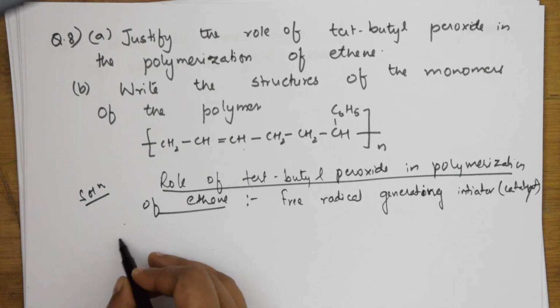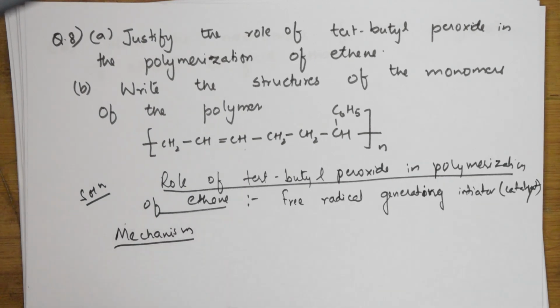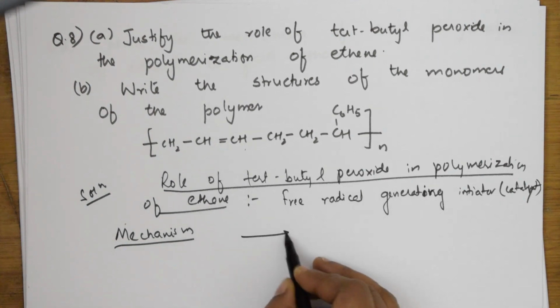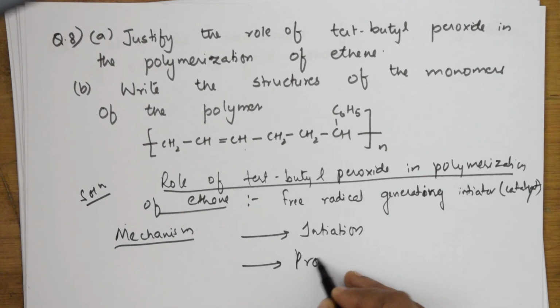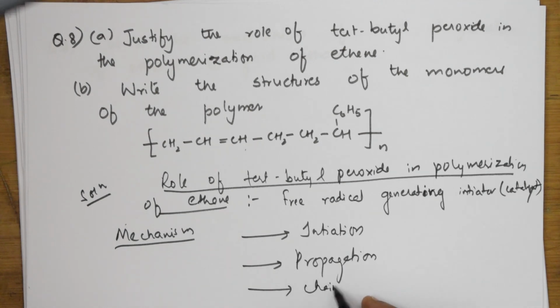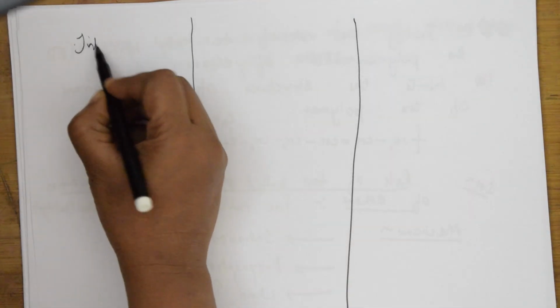How will I write? Just see. When I take tertiary butyl peroxide, it's going to follow, if I say particularly, 3 different steps. One is chain initiation reaction, then chain propagation reaction, and chain termination reaction. Let us make 3 columns: 1 column for initiation, 1 for propagation, 1 for termination. So let us write the heading as initiation.